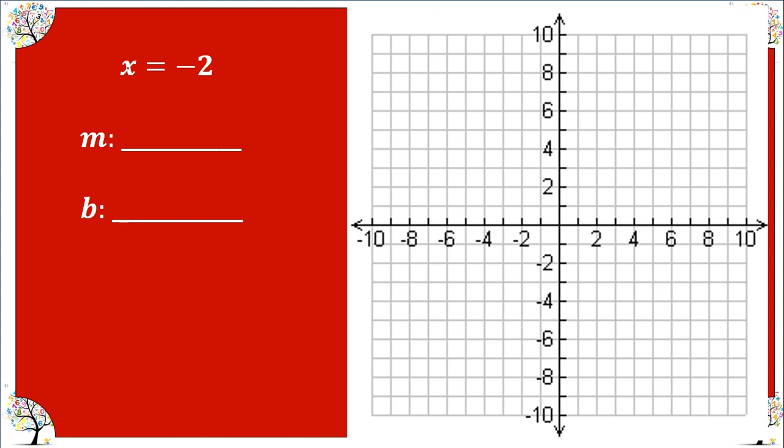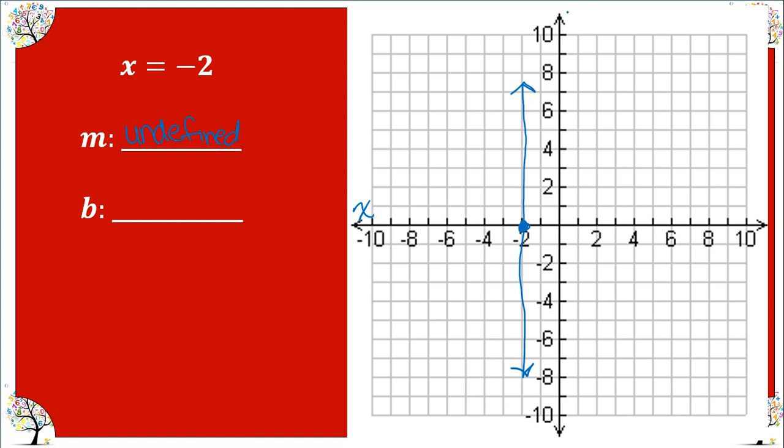Now let's take a look when we have x equals a number. There's no y involved. This time we have the vertical line, and that means it goes up and down, and it goes through the x-axis at -2. So we have this vertical line, which is the only straight line that's not a function. It doesn't pass the vertical line test. It has a slope, and we call it undefined.